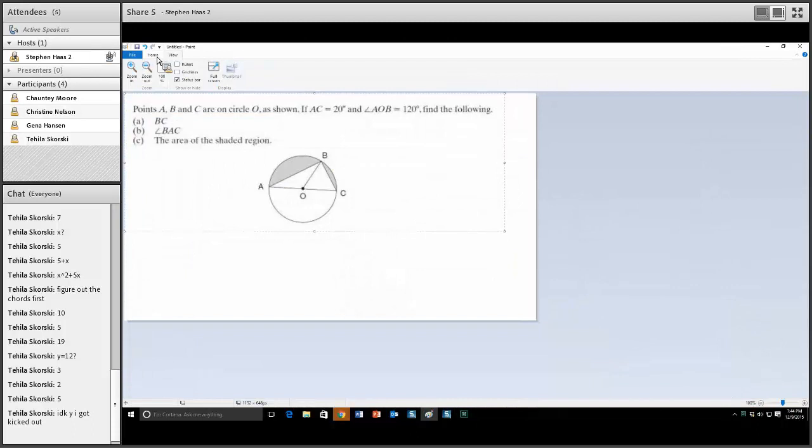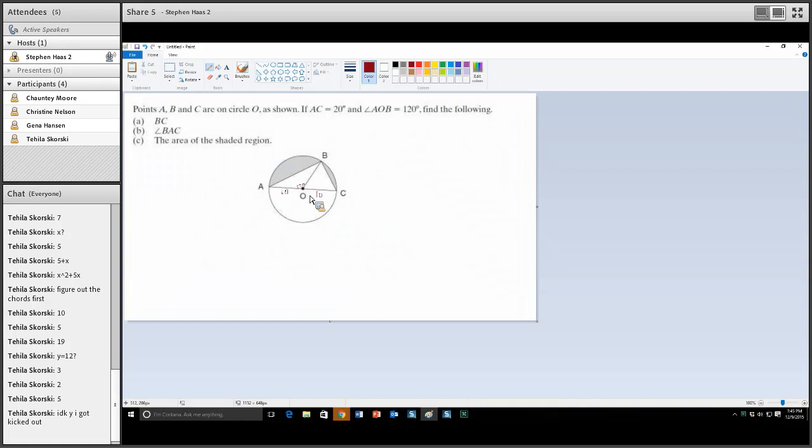Alright, so this is number 5 on the homework. Points A, B, and C are on circle O as shown. If AC is 20, in other words, the entire AC is 20, so we'll call this side 10 and this side 10. I'm sure that's going to be important. AOB is 120.